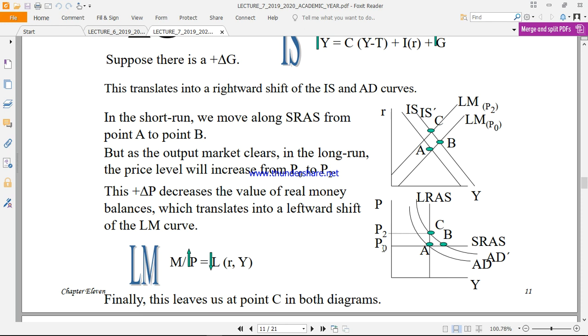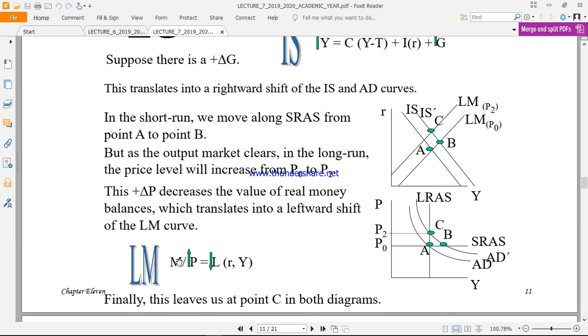So the price is going to increase from P0 to P2 there, which means the whole increase in your income is going to slowly but surely start disintegrating. Slowly but surely it is going to reduce till you reach the natural level of output, going back to where you came from. So, dust to dust. What we are saying is, this positive change in the price decreases the value of real money balances.